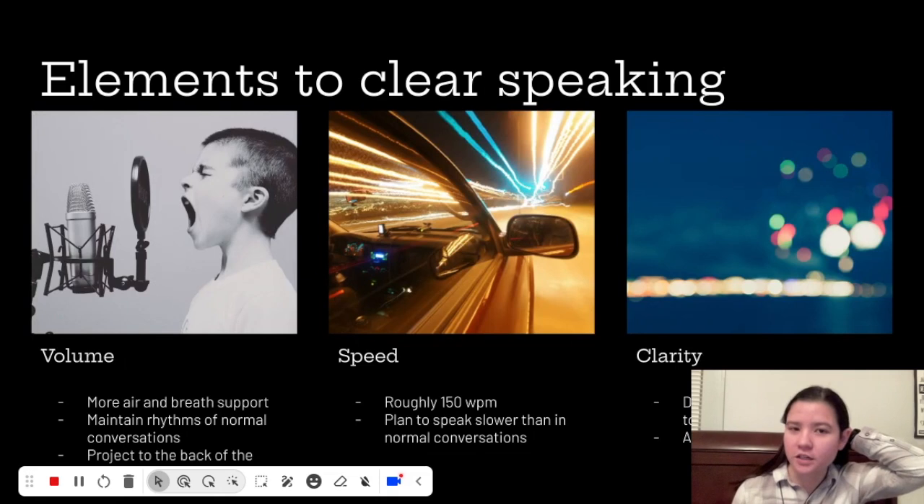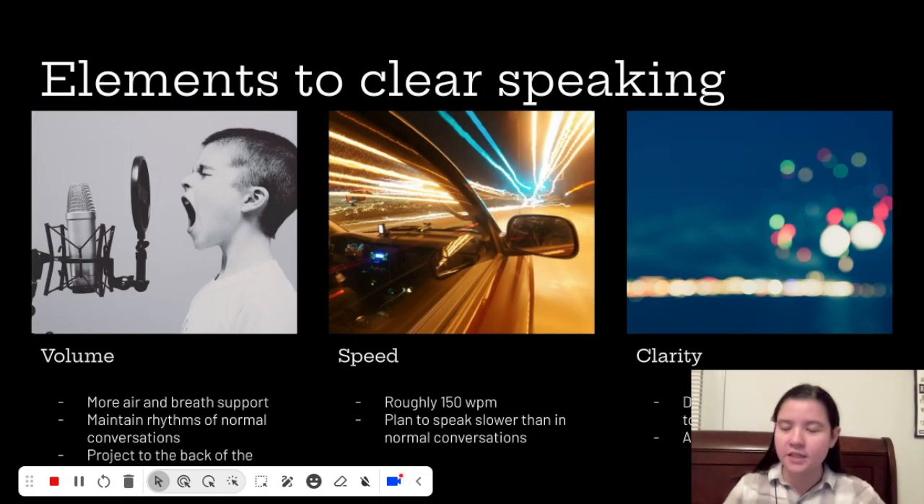So first, we're going to talk a little bit about elements to clear speaking. So the first is volume. Now, a lot of times when we are giving a speech, it can be very challenging to use volume because it feels like we are yelling. But even though it feels like yelling from our perspective, it's what's needed to engage with the audience and to make sure that we are heard.